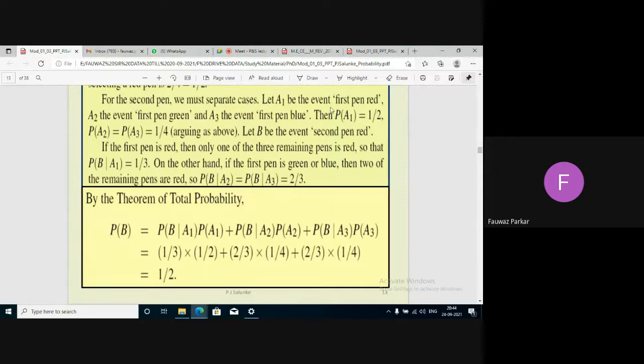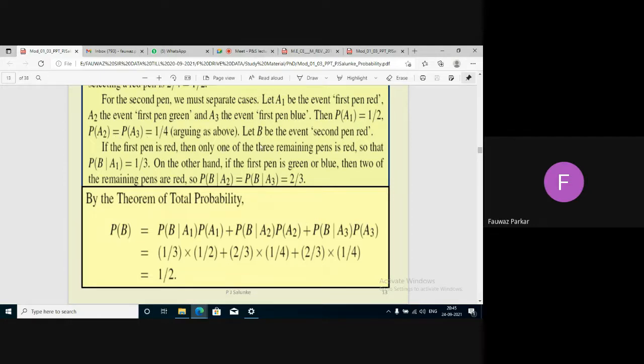Okay. Let A1 be the event first pen is red, A2 be the event first pen is green, A3 be the event that first pen is blue. So probability of A1 is what? 1/2. Why 1/2? Finding the first pen red is 1/2. There are four pens, two are red, two are non-red. So probability of A1 is 1/2. A2 is 1/4, and A3 is 1/4, because we have only one green and one blue pen out of four pens in total.